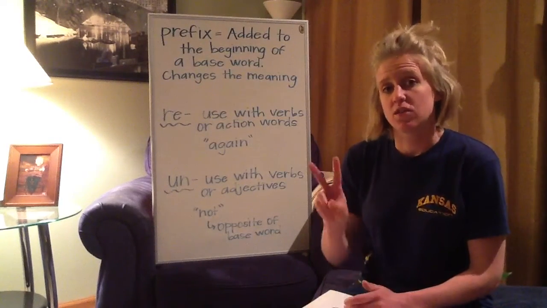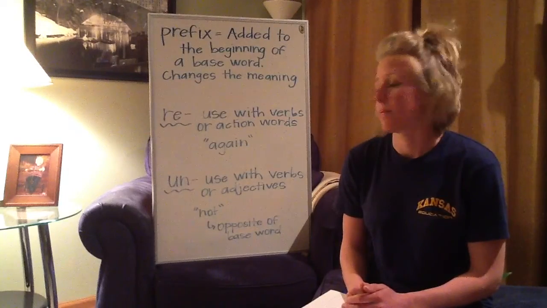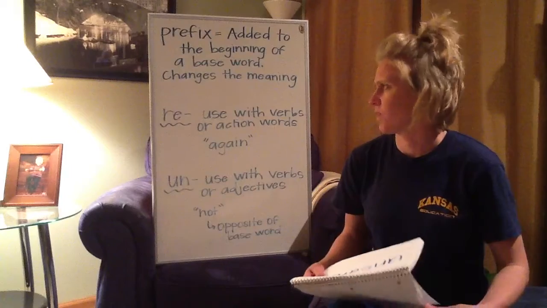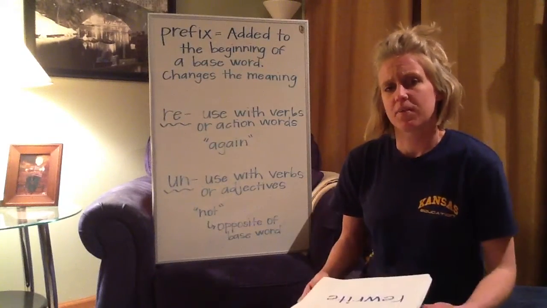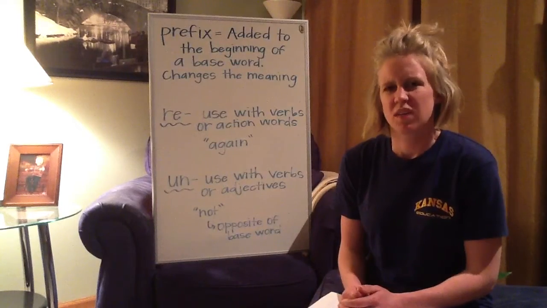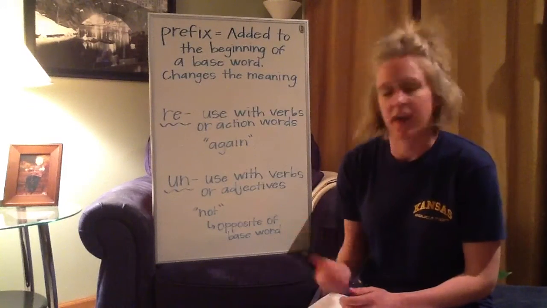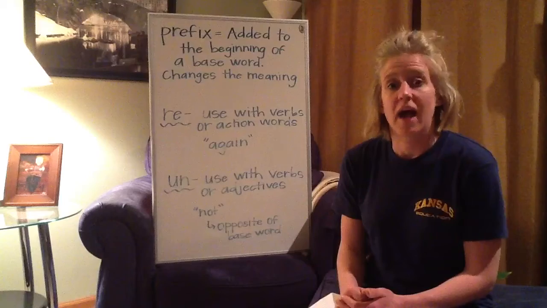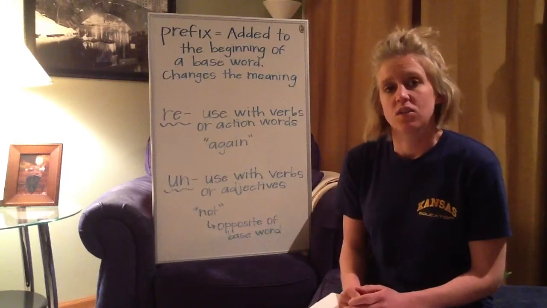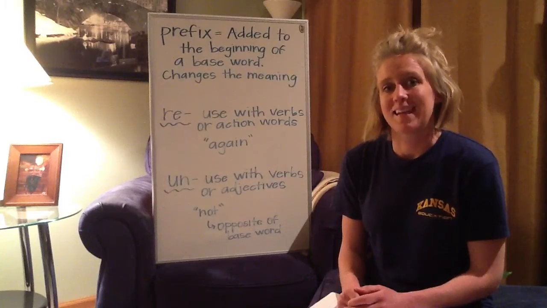So this week, the two prefixes that we're going to talk about are re and un. So let's go ahead and get started with re. Re is a prefix that you use with verbs or action words. So things that you can do. So you can write, you can walk. Those are action words or verbs. So when you add re to the beginning of a base word, it means again.